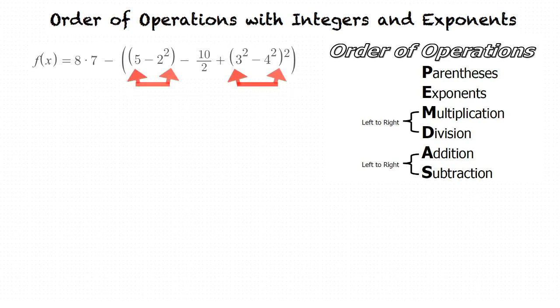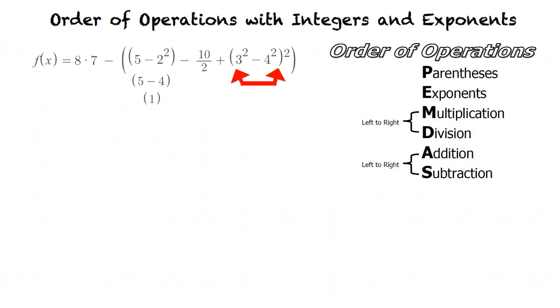As you can see, we also have two pairs of parentheses inside the larger pair, so let's do the left pair first. Now we have subtraction and an exponent. So what comes first? Well, if we look at PEMDAS, we see the exponents come before subtraction, so we end up with 5 minus 4. Then subtraction follows, so we end up with a positive 1. So now let's deal with the other pair of parentheses.